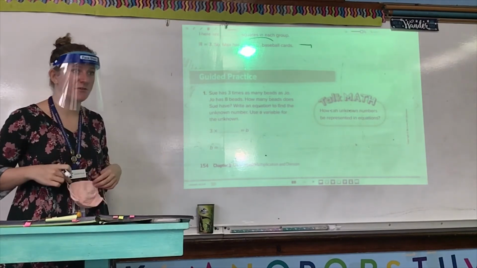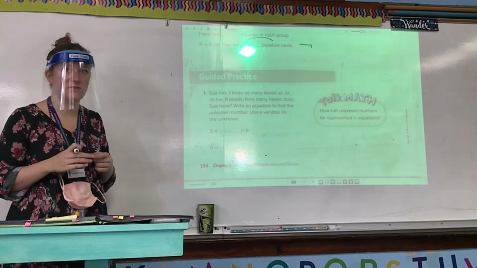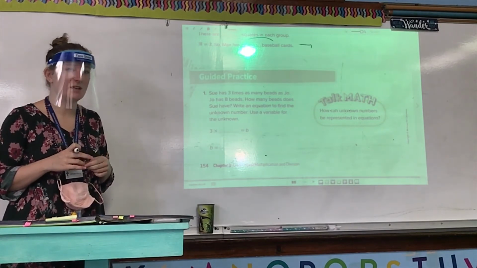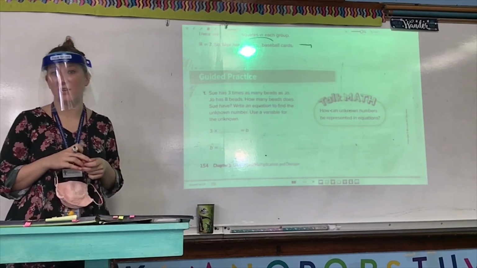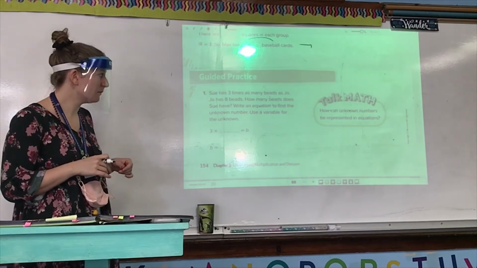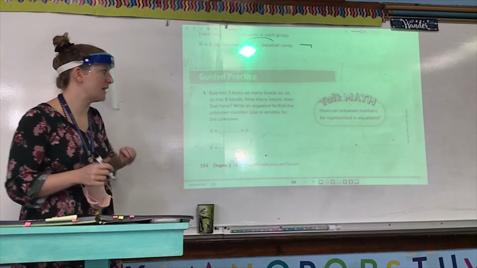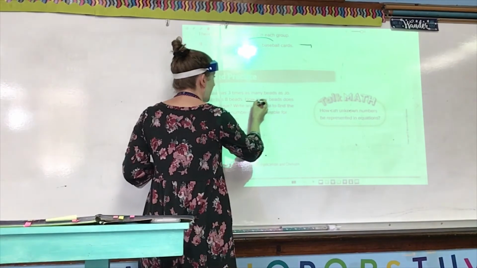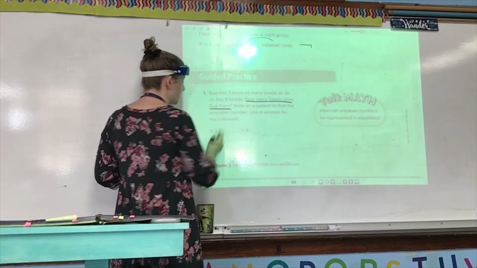Use a variable for the unknown. Oh, so that means we have to use variables and equations. We might not have multi-step, but we still need an equation with a variable. So now we know the question is, how many beads does Sue have?